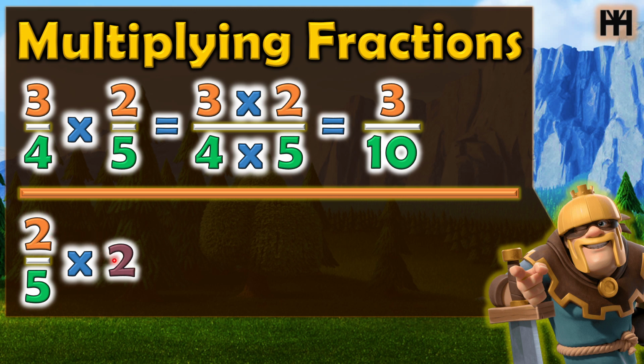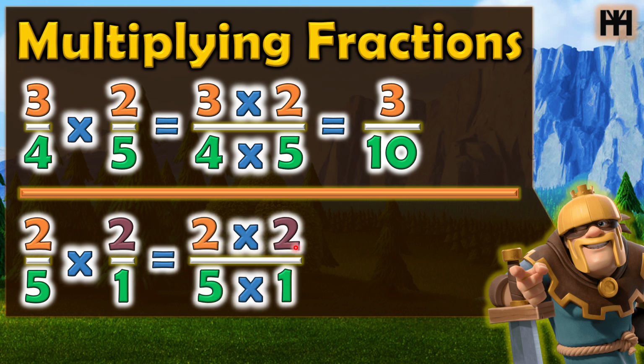Do you believe this is actually easier than this one? Any number divided by 1 will remain the same. So 2 here is the same as 2 over 1. So you'll do the same here, multiply the numerators and the denominators. So 2 times 2 over 5 times 1. 2 times 2 is 4 and 5 times 1 is 5. So it's 4 over 5.